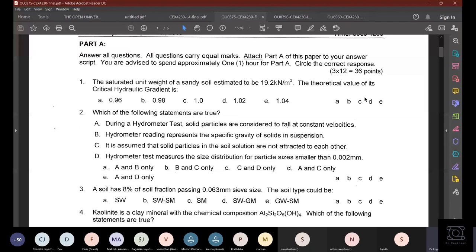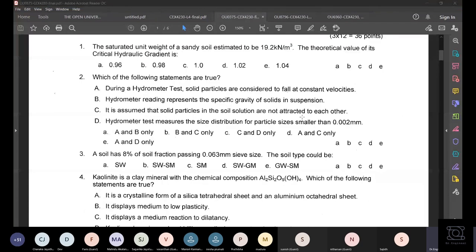The next part: during a hydrometer test, the solid particles are considered to fall at constant velocities. Yes, we do assume that, and we do the calculation with it, especially for the particle size distribution equation. I don't know how many of you have tried to prove that equation. I have tried and could prove it, but it's a lengthy proof, so I'm not going to prove it now. If you have time, try to prove that equation, the 0.00531 one. In that case, we assume constant velocity.